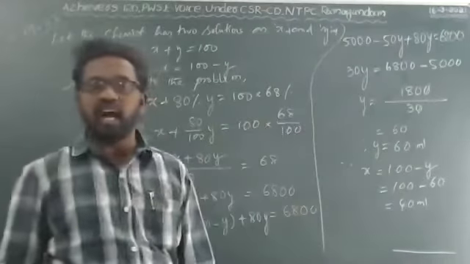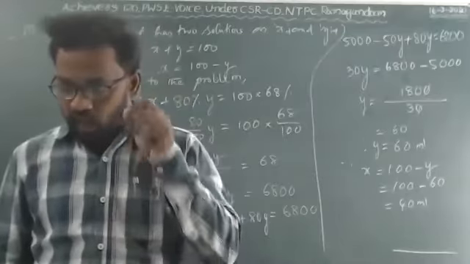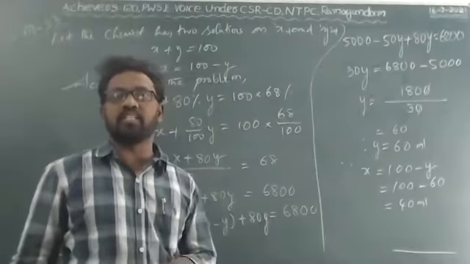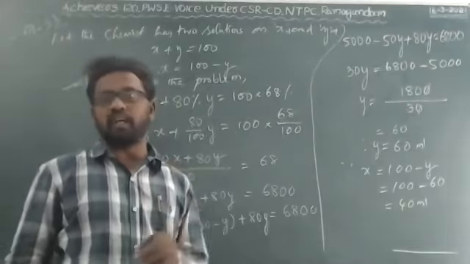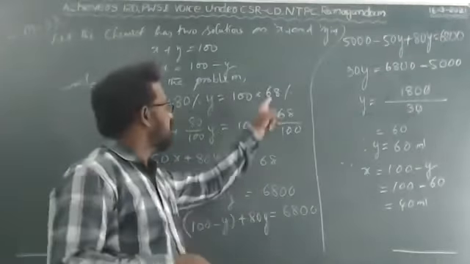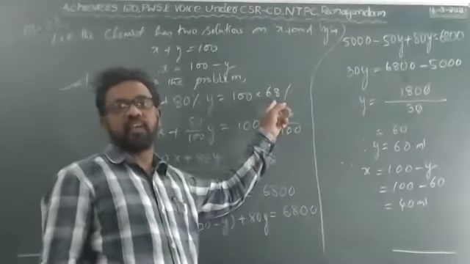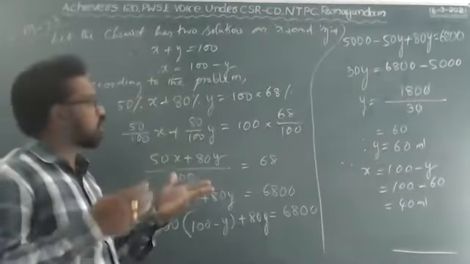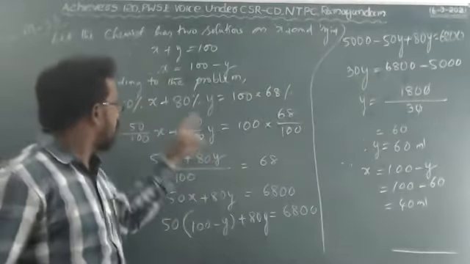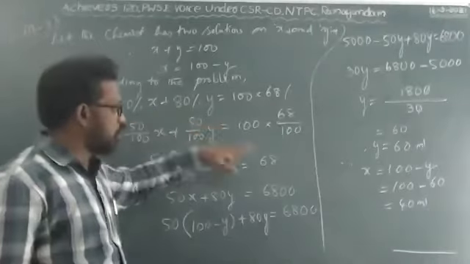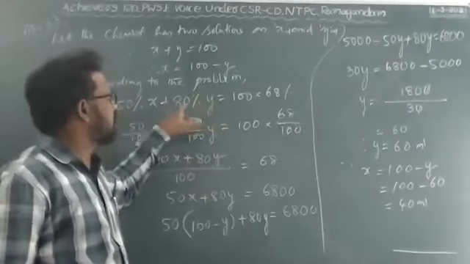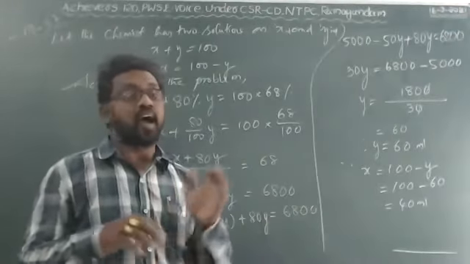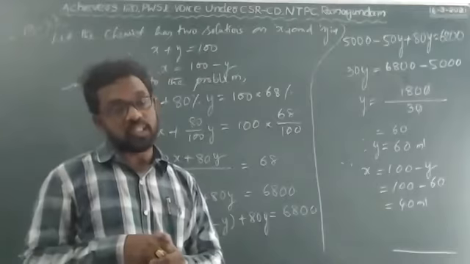A chemist is mixing hydrochloric acid into a particular solution. He is adding 40 ml of one, and in the other he is adding 60 ml, so that after adding the 50% and 80% solutions he is getting 68%. x is 40 ml that he is adding, and y is 60 ml that he is adding, so that after adding those two solutions he is getting 68%.